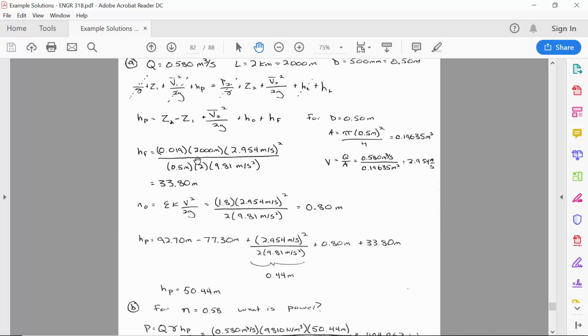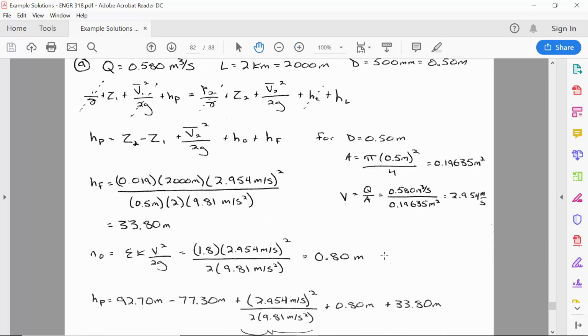And then if you put that into the friction loss equation for 2,000 meters of pipe, then we're going to experience 33.8 meters of head loss due to pipe friction. And then the minor loss, oops, I called them minor losses. The local losses here actually are pretty minor, because if you look at the magnitude of those losses, 0.8 meters because of the bends, that's just tiny in comparison to the friction losses.